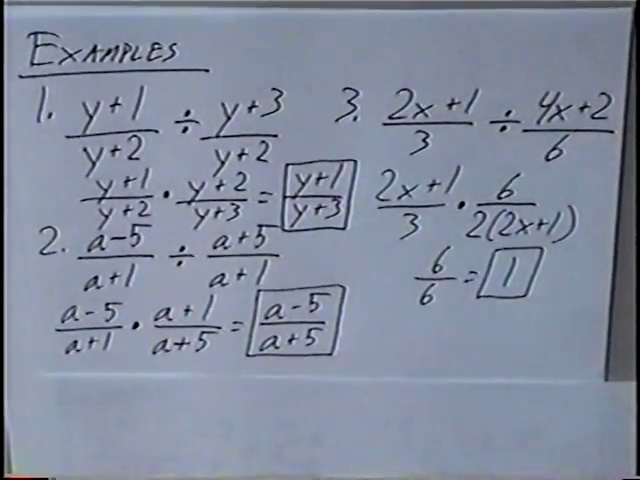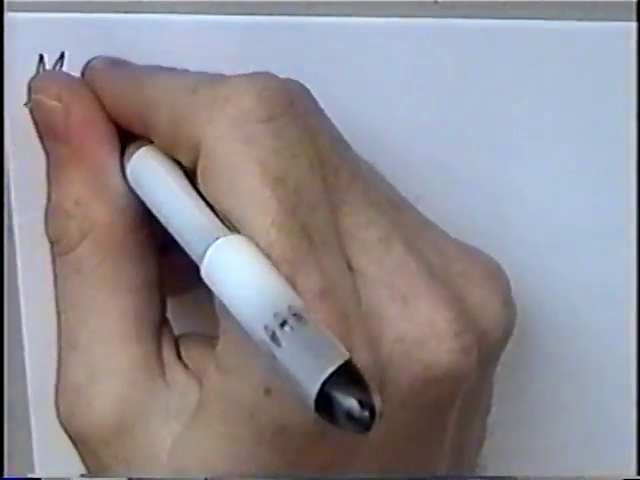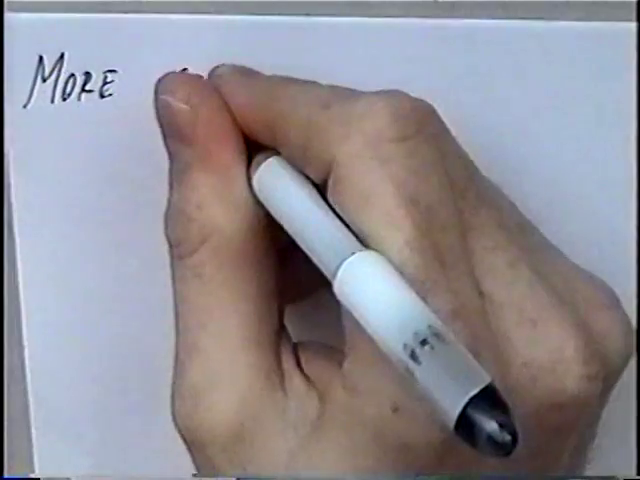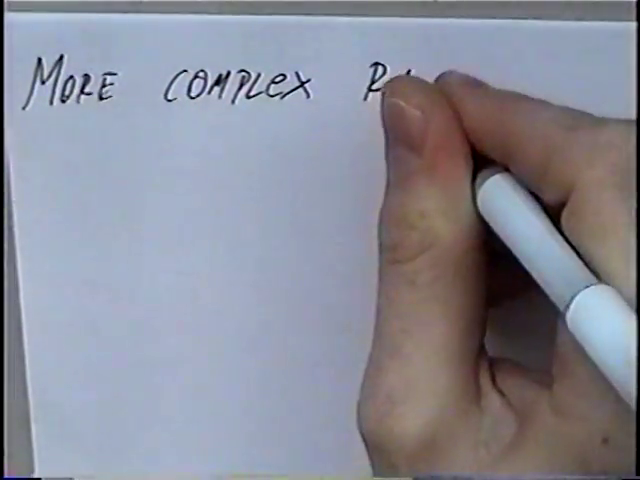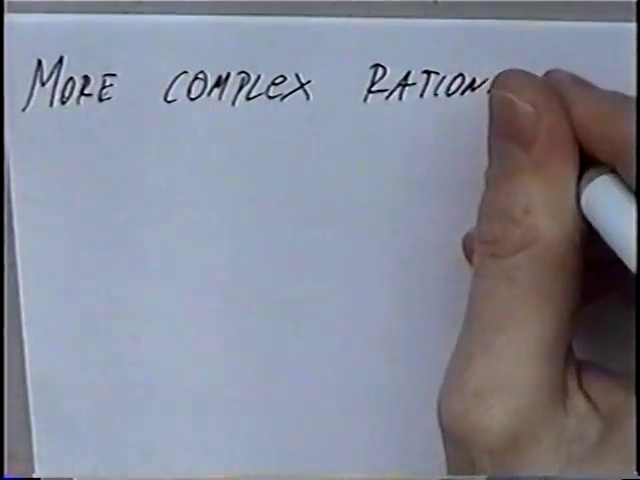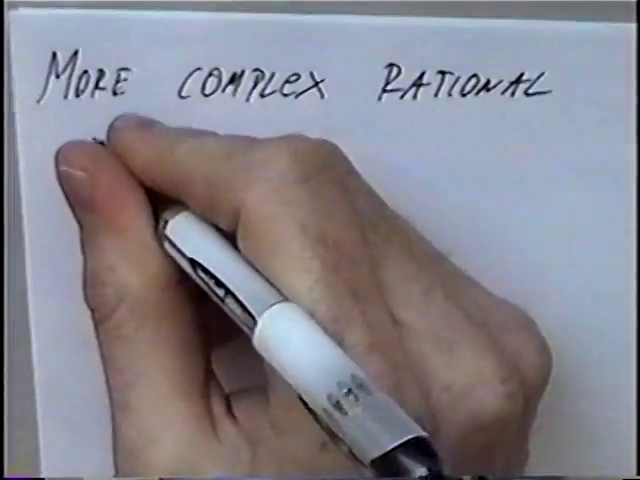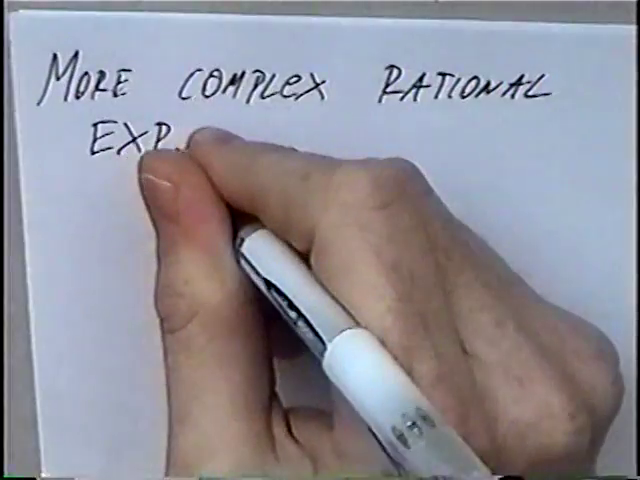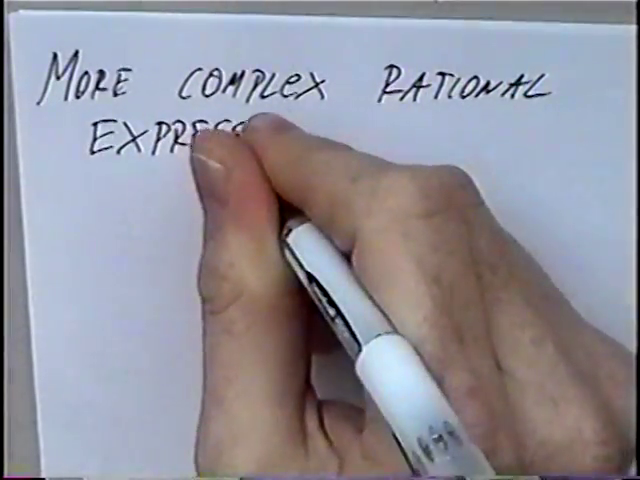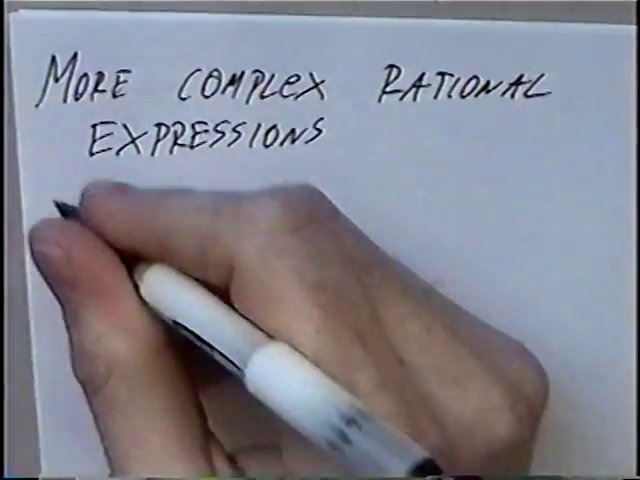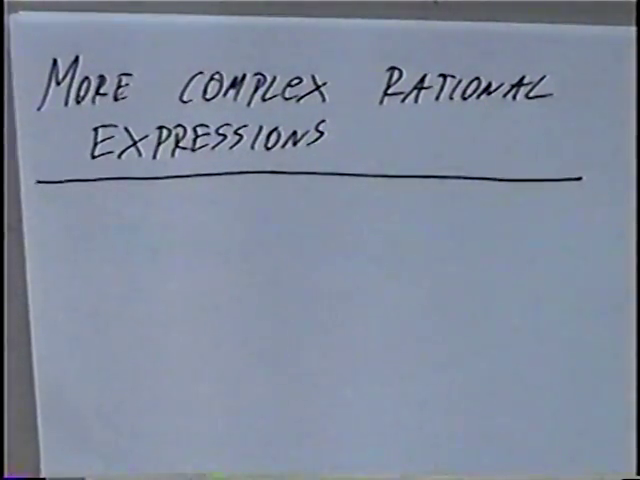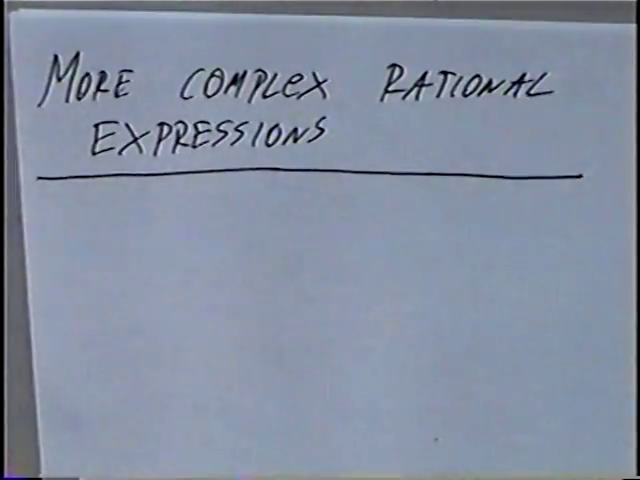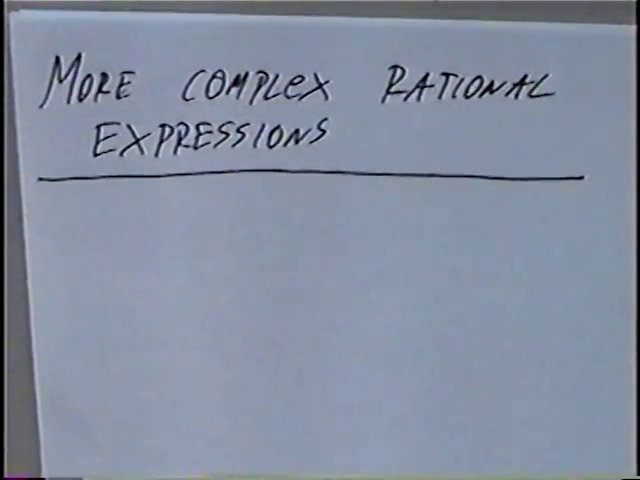Title of the last section today is more complex rational expressions. In this section, we'll continue to divide rational expressions. We'll have more complex factoring techniques to simplify the answers.